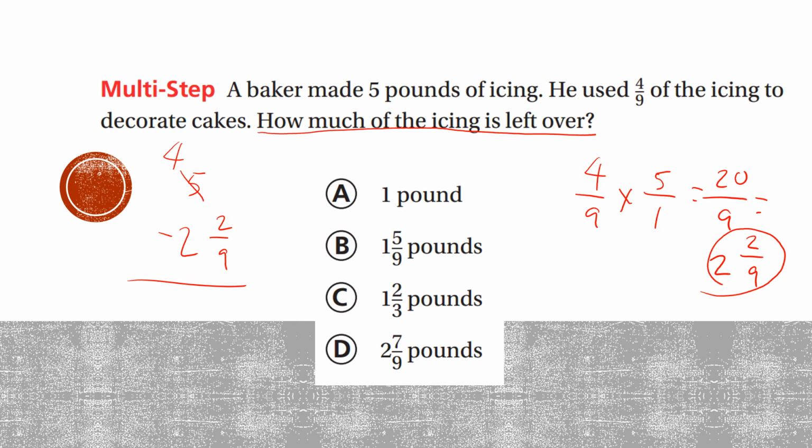That turns into a 4. This is 9/9. 4 minus 2 is 2. 9/9 minus 2/9 is 7/9. So 2 and 7/9. The answer is D. Okay. Testing our subtraction of fractions with common denominator skills there.